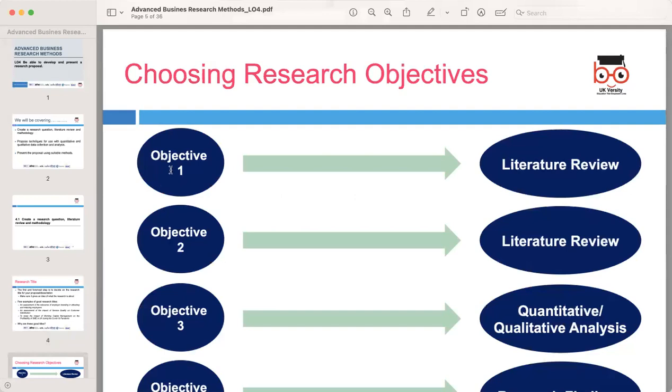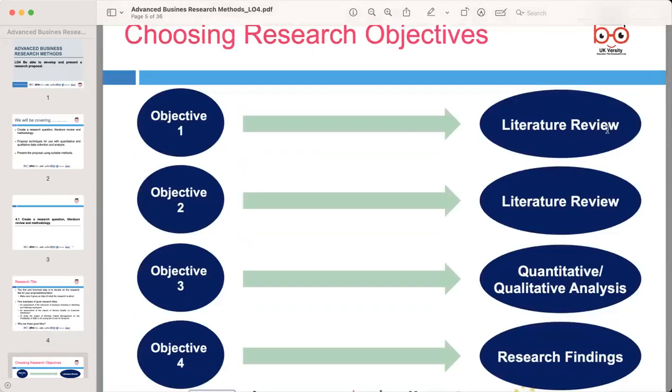So, choosing research objectives: objective 1, objective 2, objective 3, and objective 4. The first one is literature review. Literature review involves examining existing scholarly works and publications relevant to our research topic. The second one, again, is literature review. Moving on to our second objective, which is also a literature review.